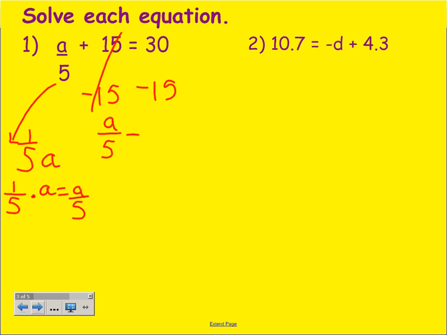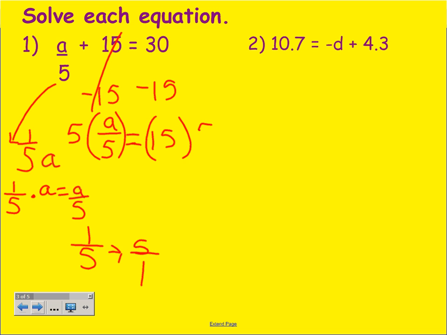All that's left on the left is a over 5, and on the right we have 15. Notice again, my equal signs are lined up. So I know that in front of that a is really like 1/5, and so we don't show divided by 1/5. I showed you that on the last example. It looks a little strange. So instead of showing dividing by 1/5, the reciprocal of 1 over 5 is 5 over 1, and I prefer just a 5. That's all that's necessary.